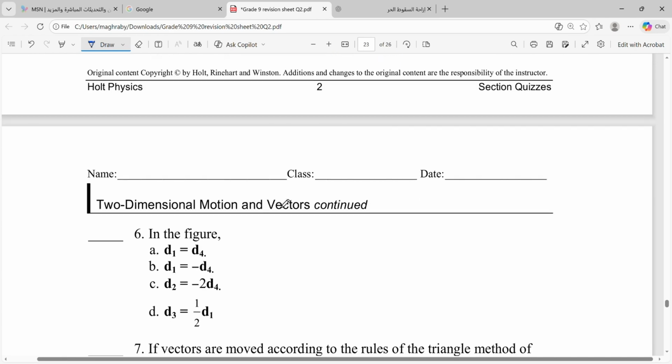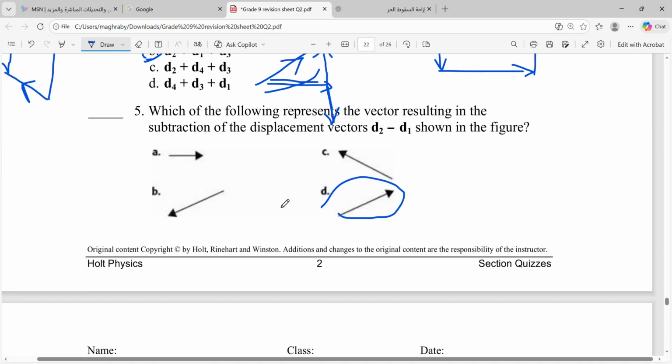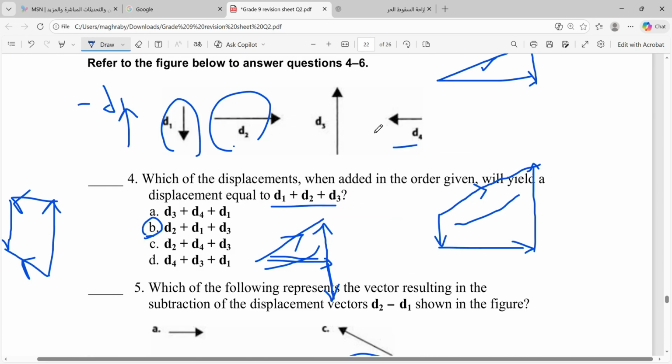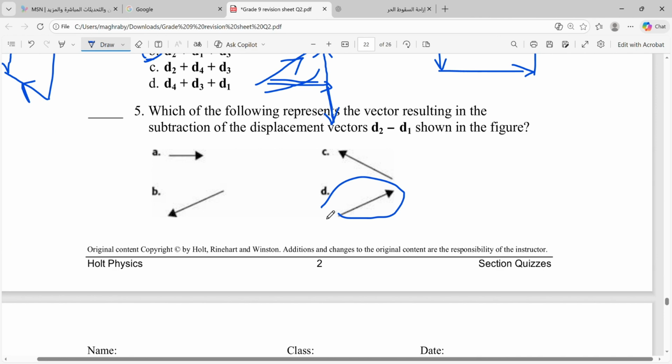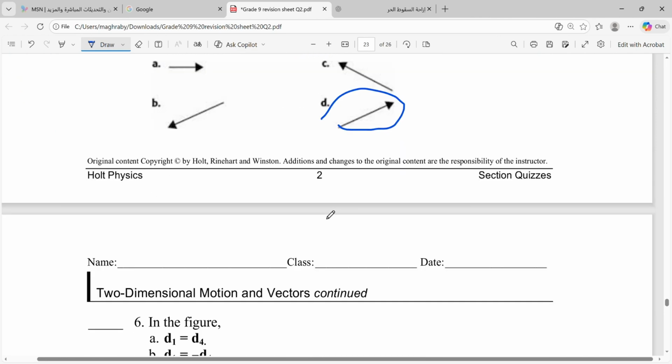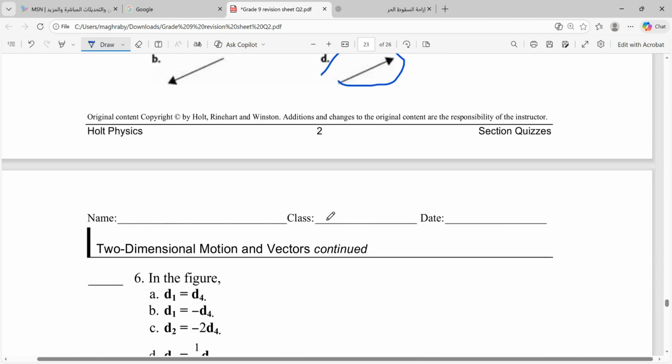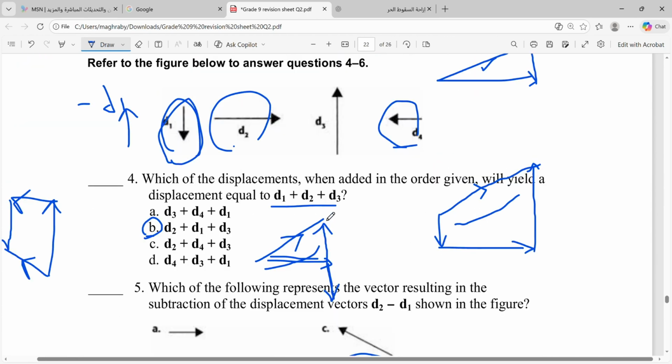In the figure, which one is right? Okay, D1 is equal to D4? No, they are not equal. This is to the direction below and this direction is to the west, so they are different. Next one, D1 is equal to negative D4. Where is D1? Negative D4 is just like this, so this one, not like this one.